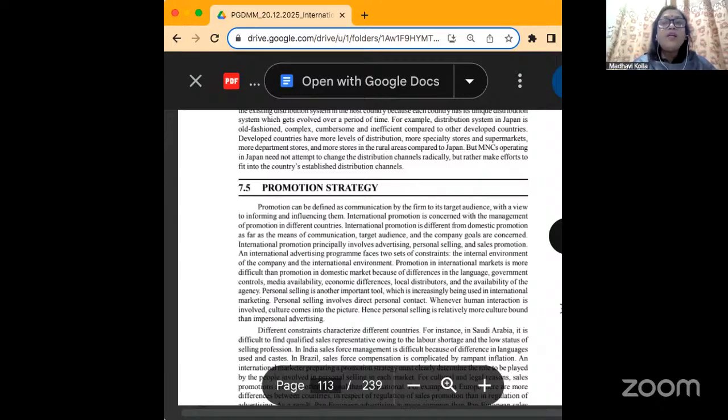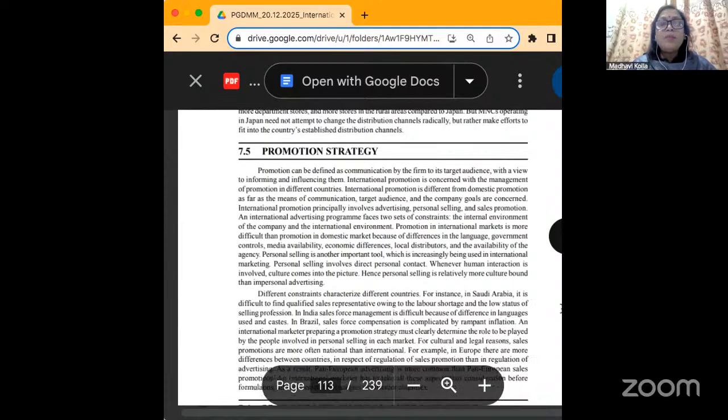So if we are entering Japan, we cannot change the system and say that in India, which is our country of origin, we work in a certain distribution and logistics manner and would like to implement the same format in an international market. It will not work. We need to adapt our distribution to the local markets. We may be using a different system in our own home country, but adopting an entirely different format in an international market. So the next one is the promotion strategy.